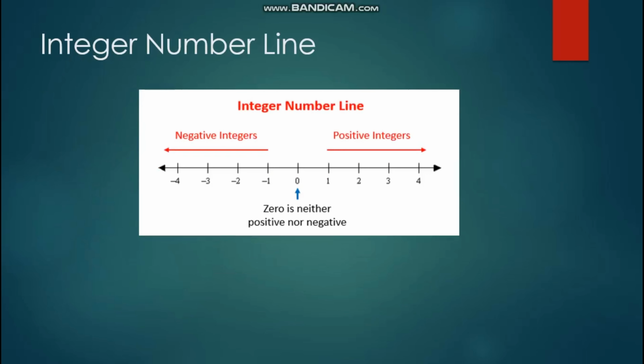Integer number line. This diagram shows the positive integers, negative integers, and 0 in the number line. Positive numbers lie on the right side of 0, and negative numbers lie on the left side of 0. And take note, 0 is neither positive nor negative.